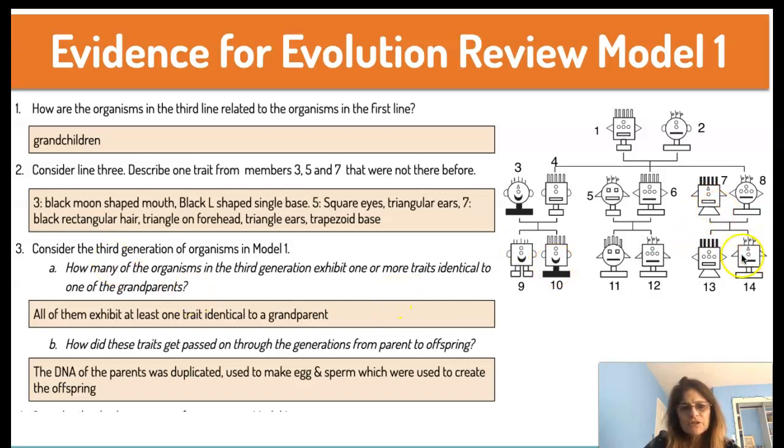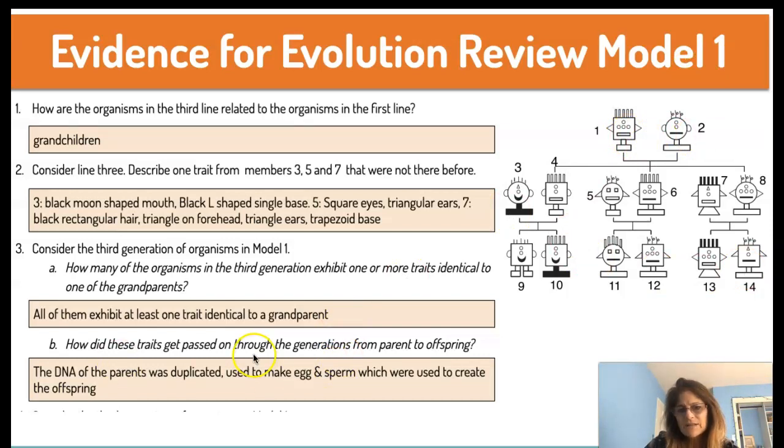Consider the third generation. How many of the organisms in this generation exhibit one or more traits identical to one of the grandparents? All of them exhibit at least one trait identical to a grandparent. So this person right here has the circular eyes. Person 10 also has the circular eyes. Person 11 has triangular ears. So you can find at least one trait in each grandchild that matches at least one grandparent.